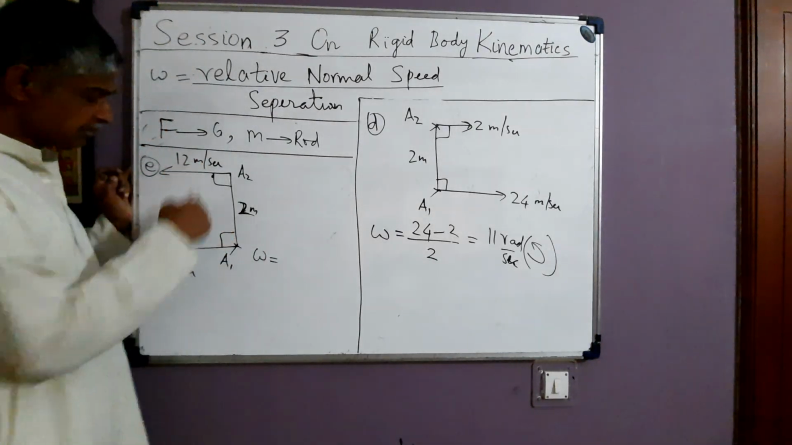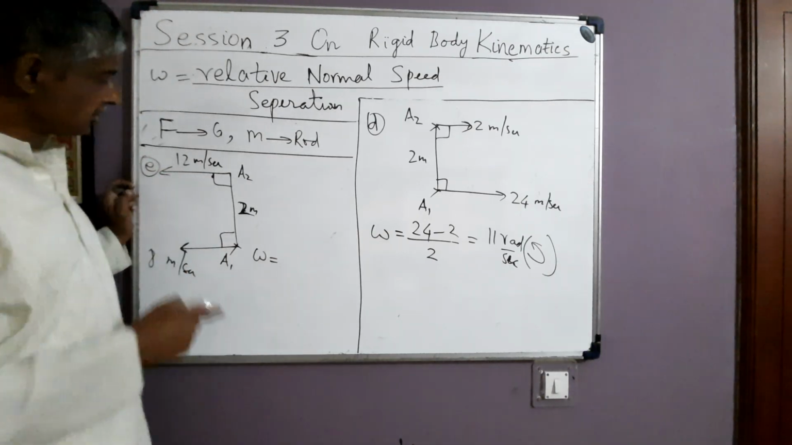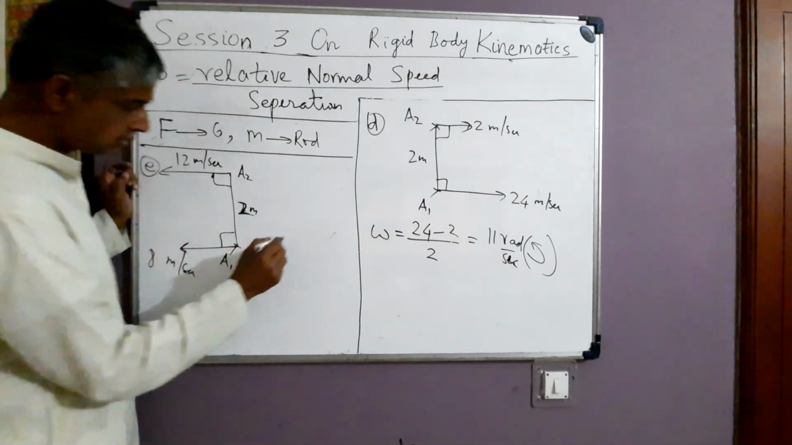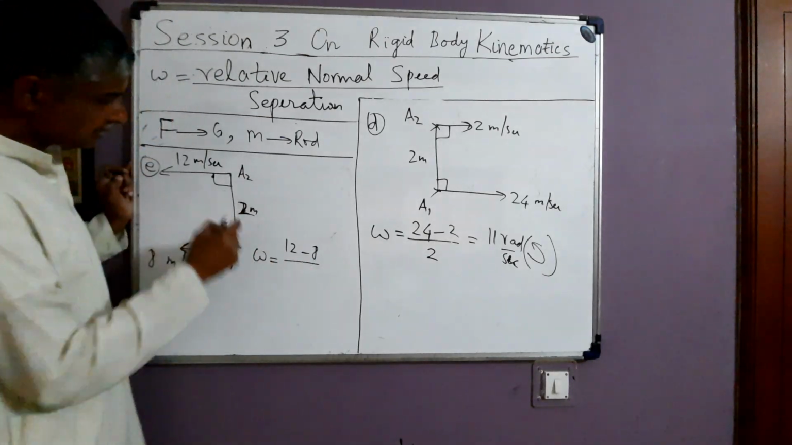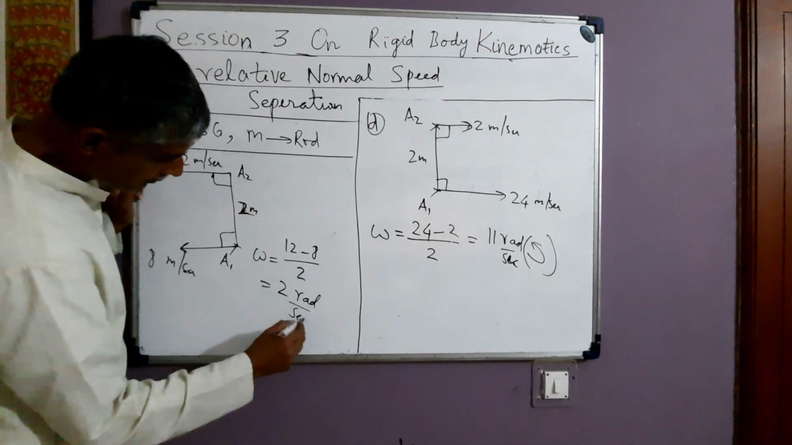Omega is equal to relative normal speed by separation. They are in the same direction. So from the theory of relative velocity, relative normal speed will be 12 minus 8. Separation is simply 2 meter. 4 by 2, 2 radian per second. This is the answer.